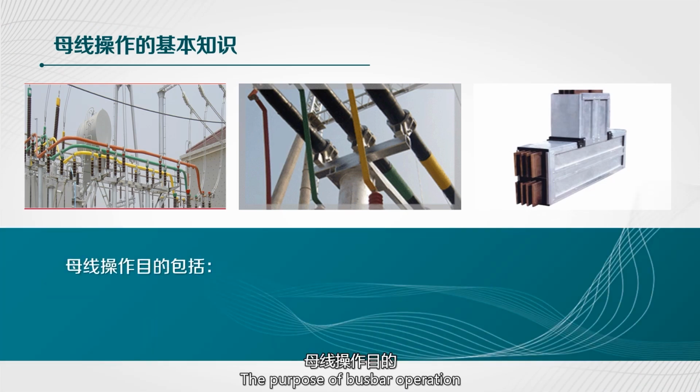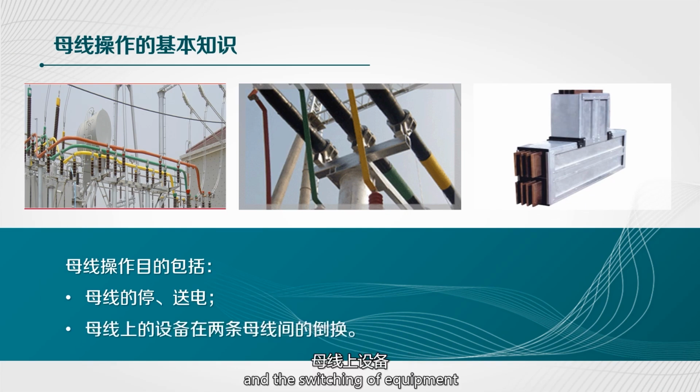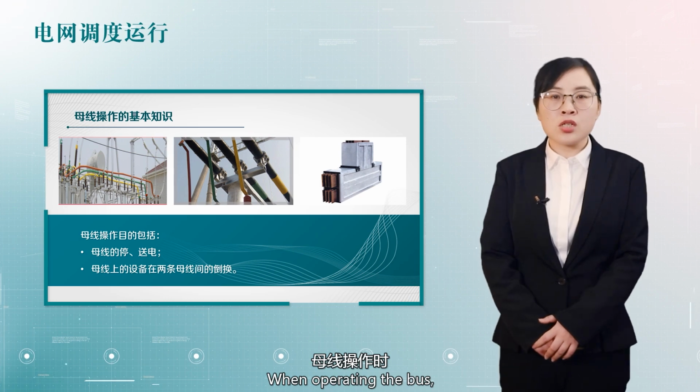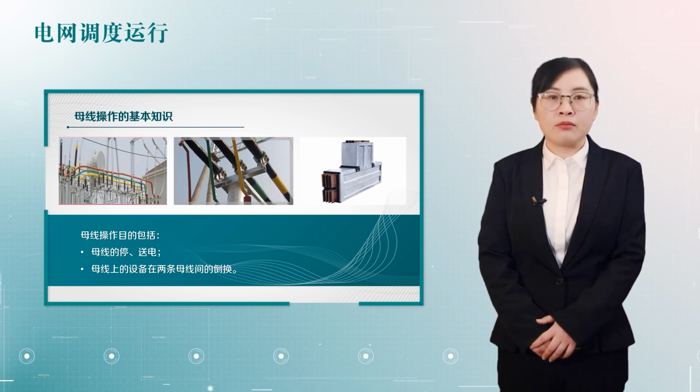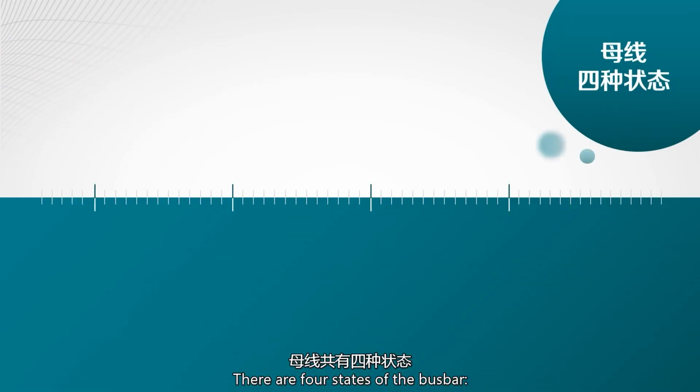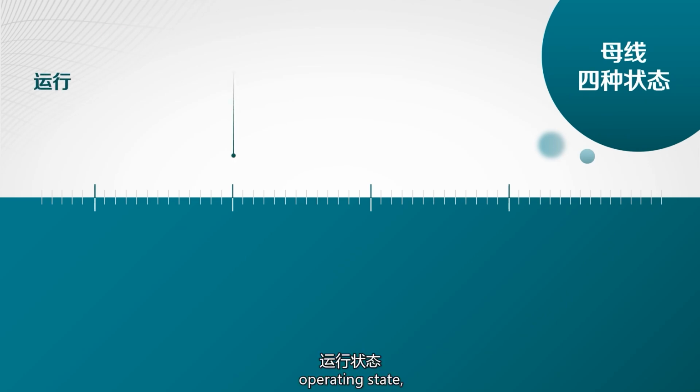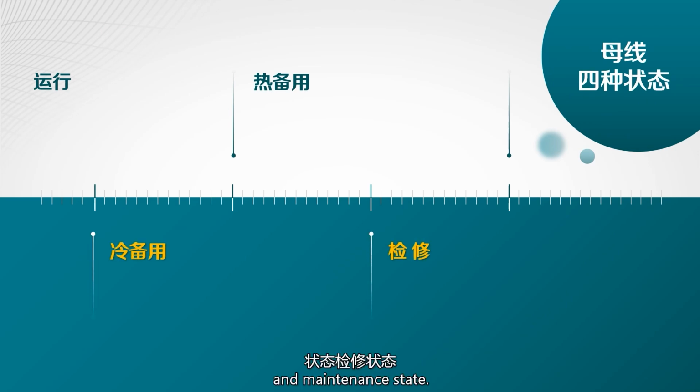The purpose of bus bar operation includes the bus bar shutdown and the switching of equipment on the bus bar between two bus bars. When operating the bus, it involves changes in the state of the bus. There are 4 states of the bus bar: operating state, hot standby state, cold standby state, and maintenance state.